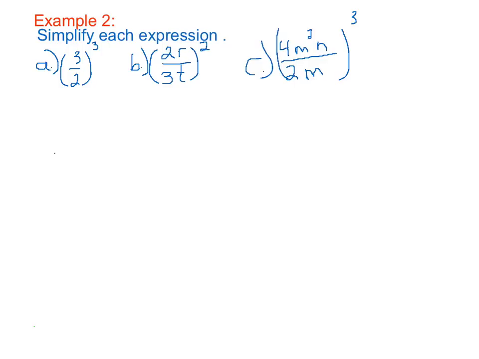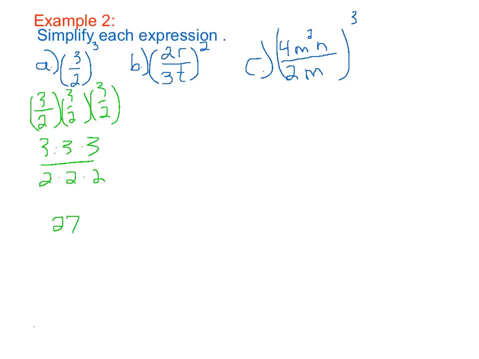Alright, so if we simplify these expressions, looking at part A here, we have 3 halves raised to the 3rd power. That means that we take whatever's inside the parentheses and multiply it by itself 3 times since it's raised to the 3rd power. So it looks something like this. We take 3 halves times 3 halves times 3 halves. And when you do that, you have 3 times 3 times 3 on top, and we got 2 times 2 times 2 on the bottom. So that gives us 27 eighths.